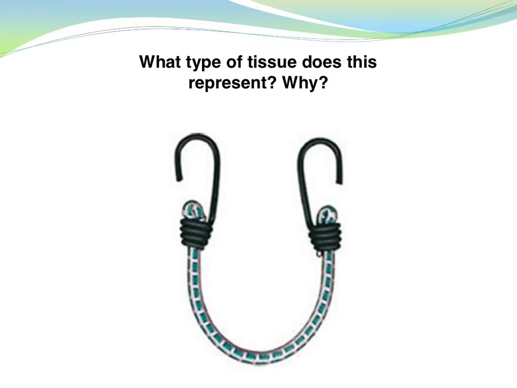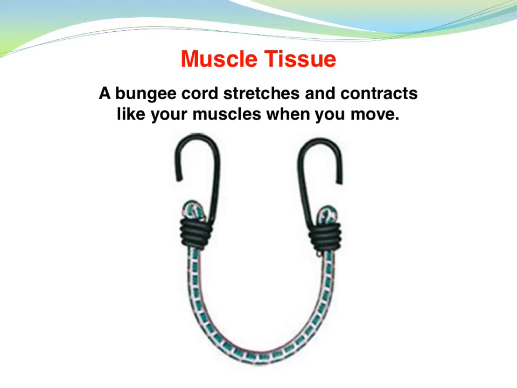How about this bungee cord? What kind of tissue does it represent, and why do you think so? A bungee cord is a good analogy for muscle tissue because bungee cords stretch and contract just the same way your muscles contract and stretch when you move your body.